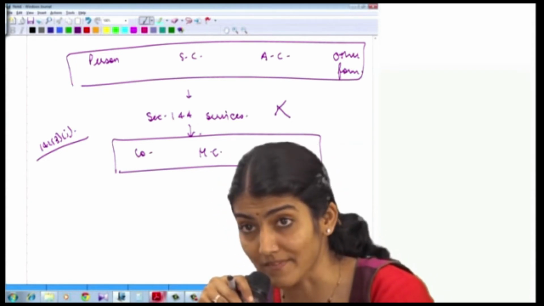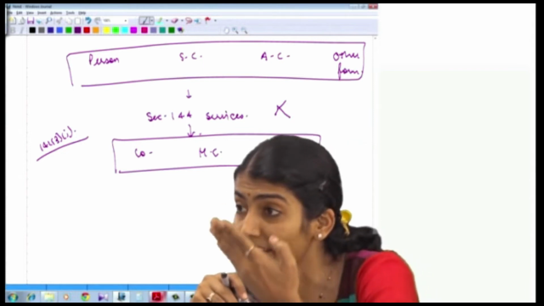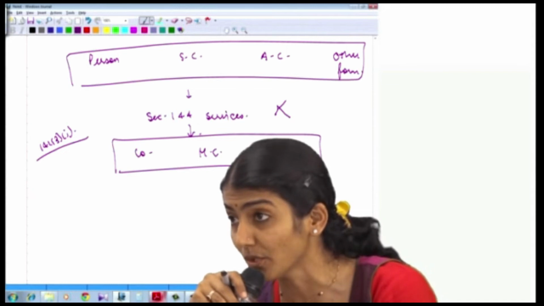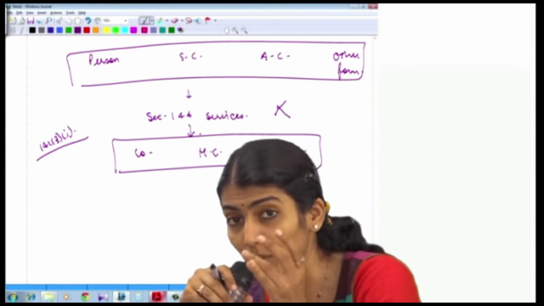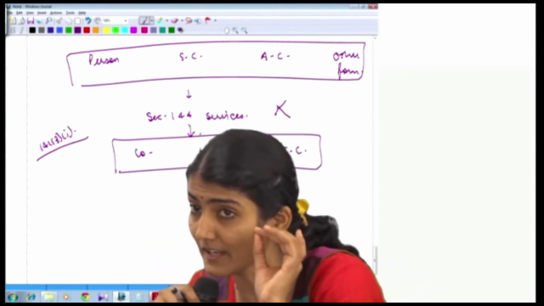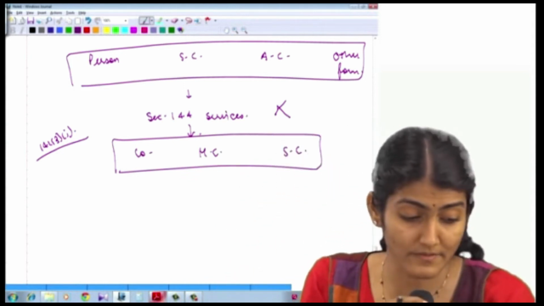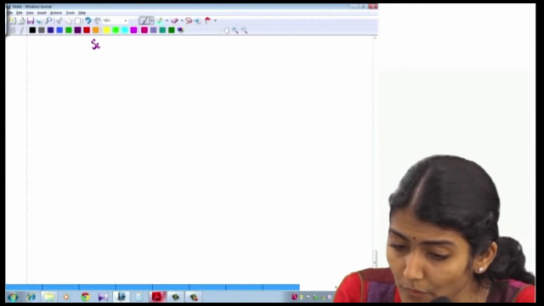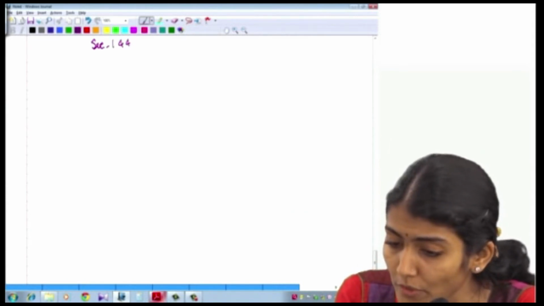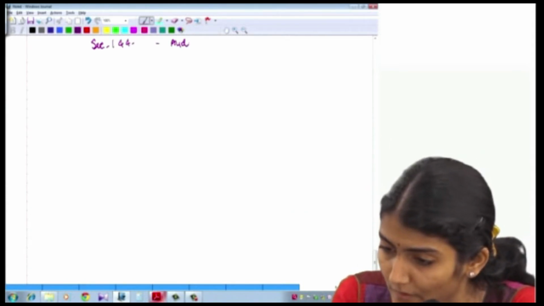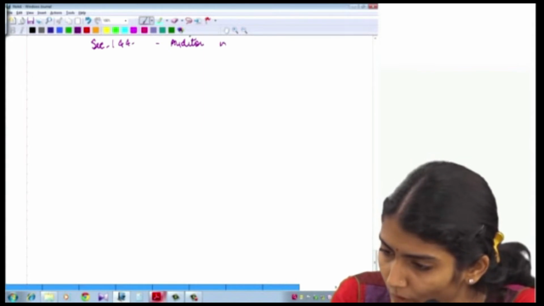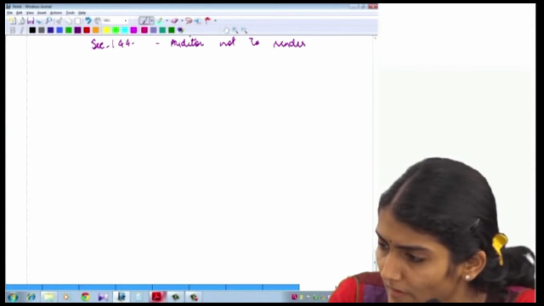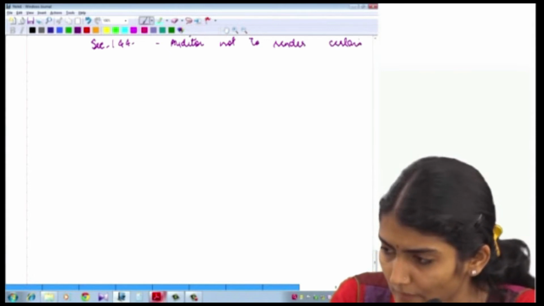Through my associate, I provide consulting services to the subsidiary of Geo. Can I do the audit of Geo? No, because of the holding company and subsidiary company relationship. Now first let me go to section 144. What is section 144? Auditor not to render certain services.